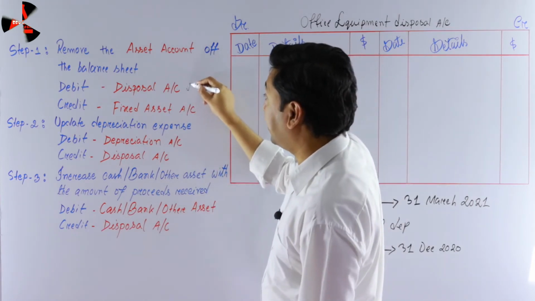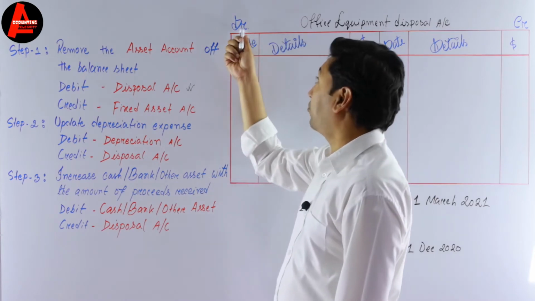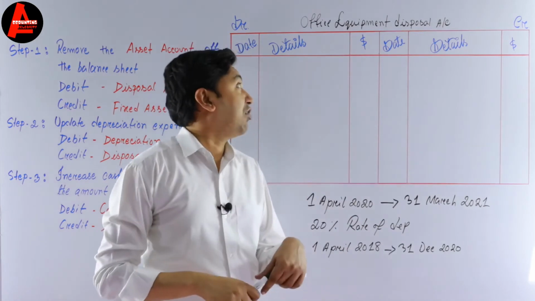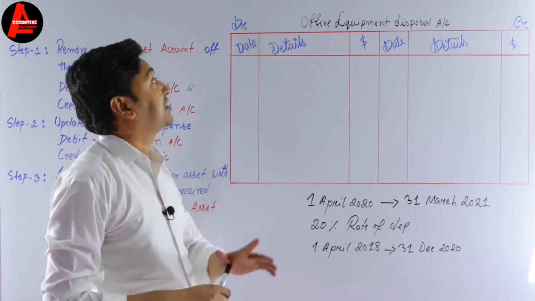So disposal is here, debited. So we have to record on the debit side. Okay, so what to record, what to write? We have to write the office equipment.